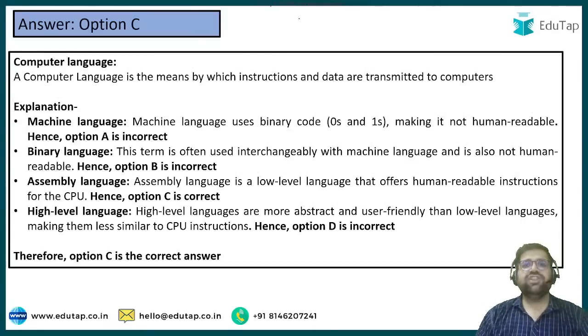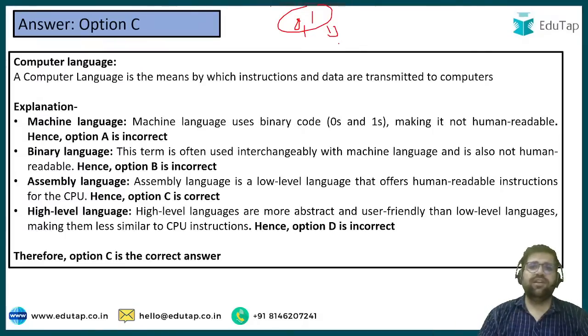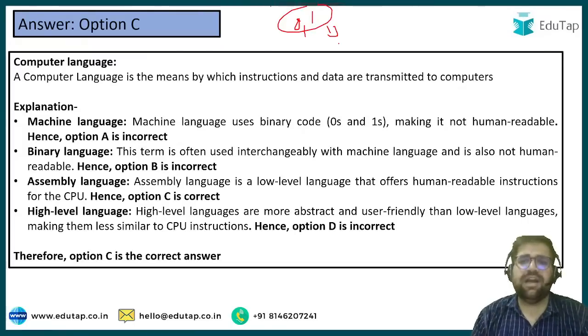Machine level kya hota hai? Machine level is zeros and ones. This is exactly the same language which the computer will understand, right? But we cannot understand it. We can understand assembly language. That is human readable. It is in the form of mnemonics. As simple as that.